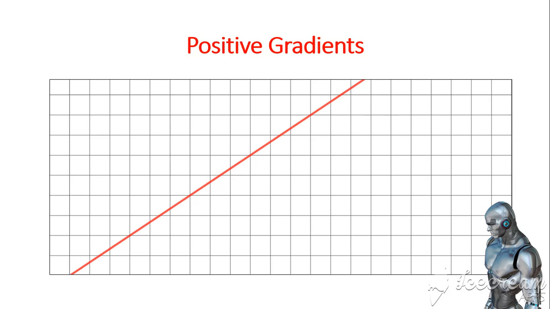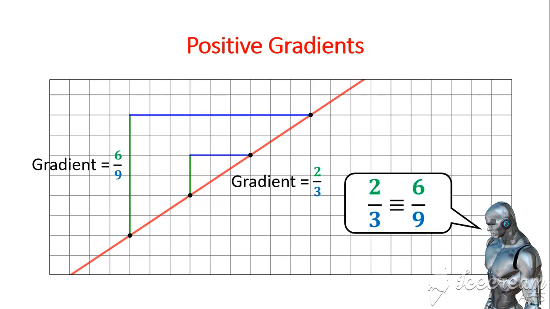Right, quick thing to finish off with. Here's a line. Let's work out the gradient. We rise up 2 squares and run across 3 squares. But some other person might have picked 2 other points and said, no, the gradient is 6 over 9. Rise 6 and run 9. Well, that's okay. You're both right. That's because the gradient of 2/3 is equivalent to the fraction of 6/9. So it's the same number, same gradient.